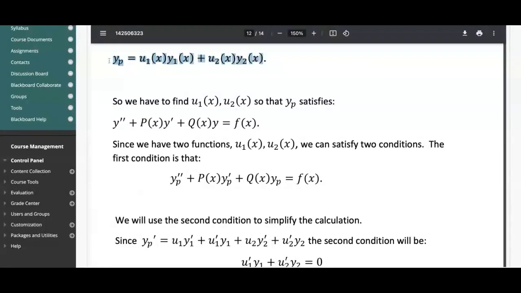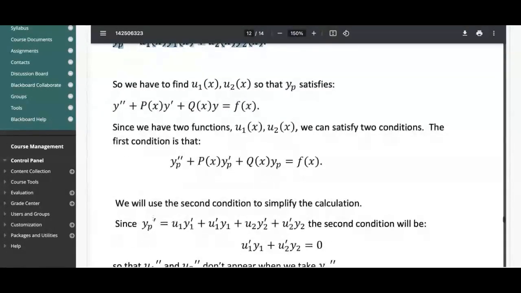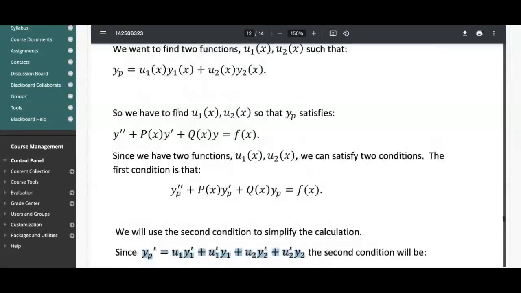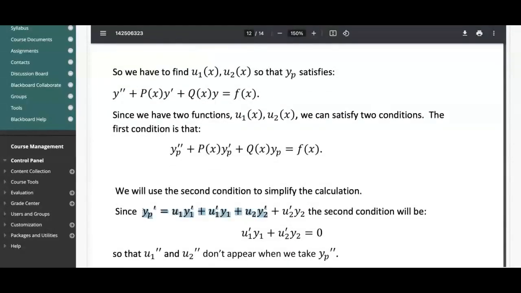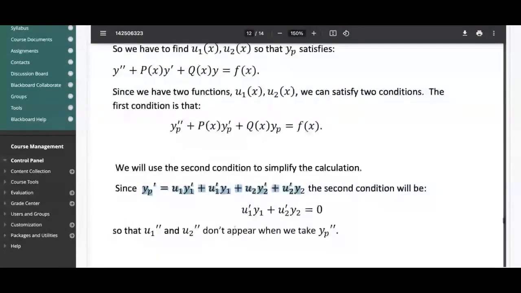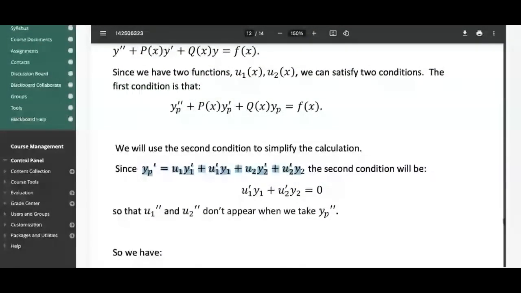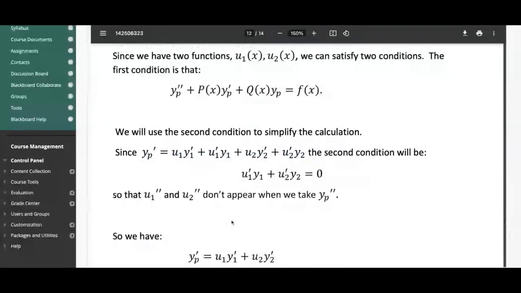We have this, right? So when we differentiate this, we get this. We apply product rule to get this. So the second condition becomes this.